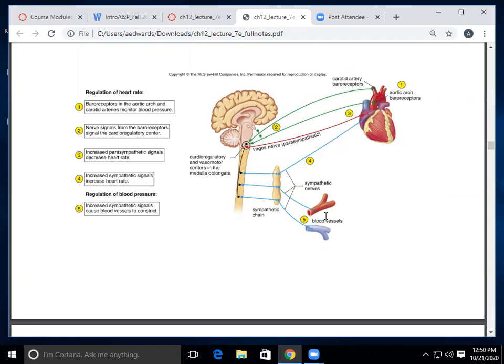So if you have increased sympathetic signals, it makes your blood vessels constrict. Okay? And by constricting the blood vessels, pressure is higher. All right, like if you press on the end of a water hose, right? Water comes out with higher pressure because you've constricted the amount of space the water has to come out.